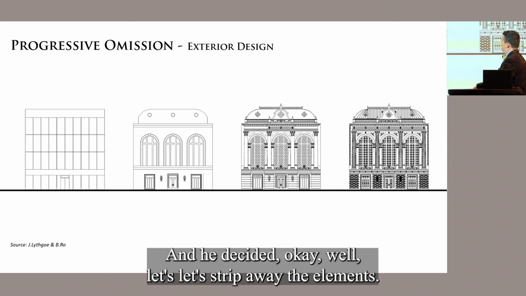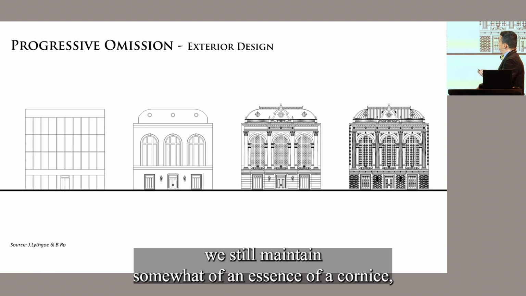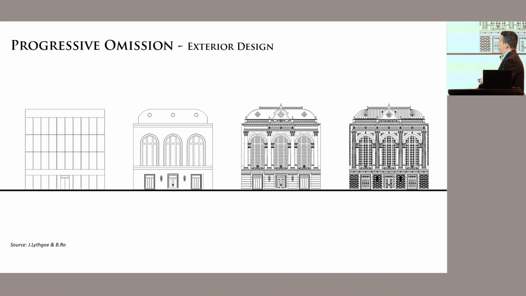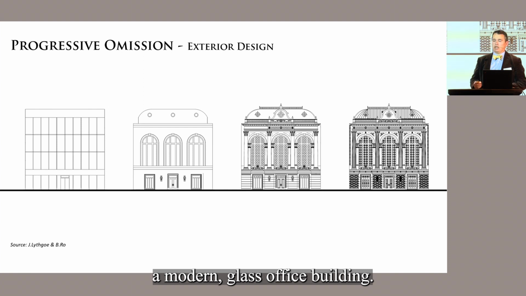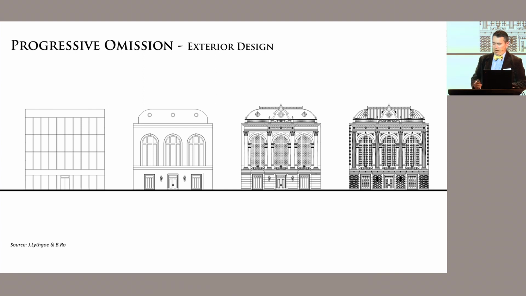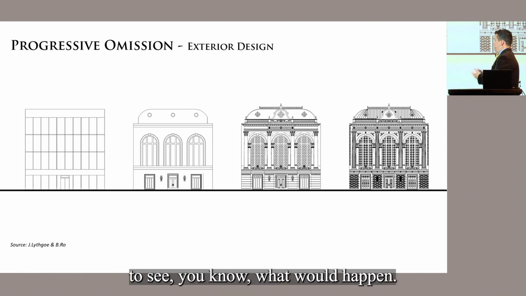And he decided, okay, well, let's strip away the elements. So let's do kind of this approach where we strip off the classical orders. We still maintain somewhat of an essence of a cornice. And then we completely strip everything away and kind of have a modern glass office building. At the other end, he added a lot of ornament to see what would happen.